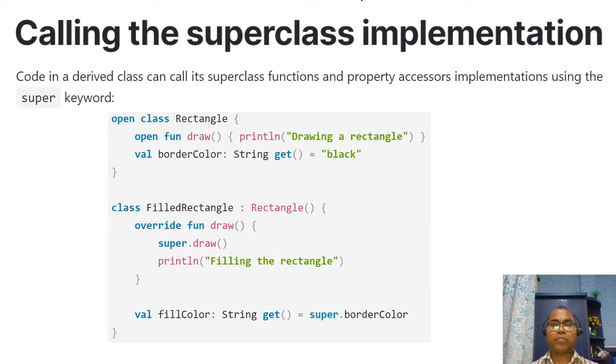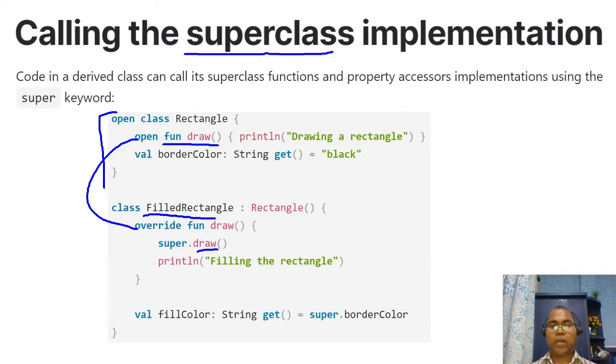Sometimes we have an option: how to call the superclass implementation. Let's say we have one function here, and we have defined one draw method in the rectangle, and we have a filled rectangle. Here we can just override this draw function, and here I want to invoke draw. If you invoke draw directly, that means it invokes the same function, and I might make a recursion. So you say super.draw, which means I don't want to invoke this one, I want the superclass implementation.